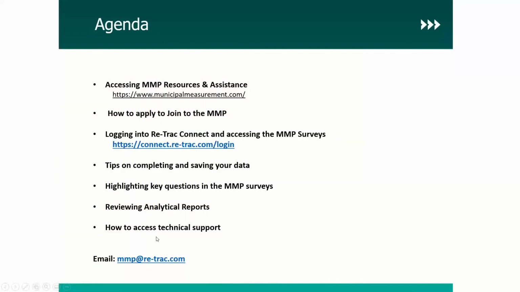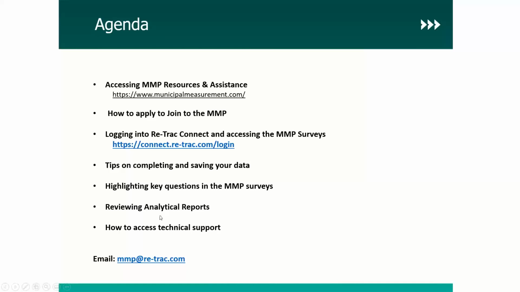In this video today, we're going to show you some resources related to the MMP. We'll go to the municipalmeasurement.com website and show you where you can get assistance and related documents. We'll show you today also how to apply for the MMP. So if you have not already applied, go ahead and join the MMP. The application process takes 1 to 2 days to approve, and once approved, you will be able to log into Retract Connect and start entering the program surveys.